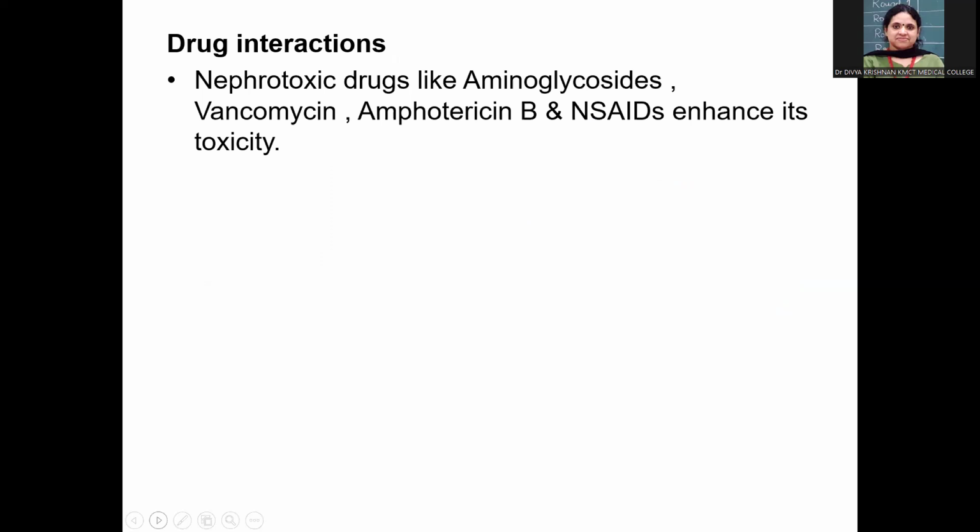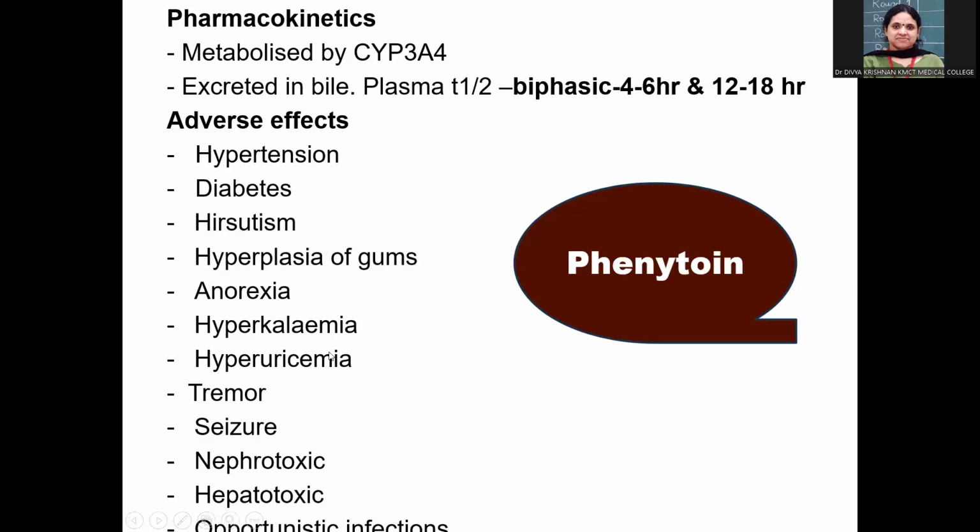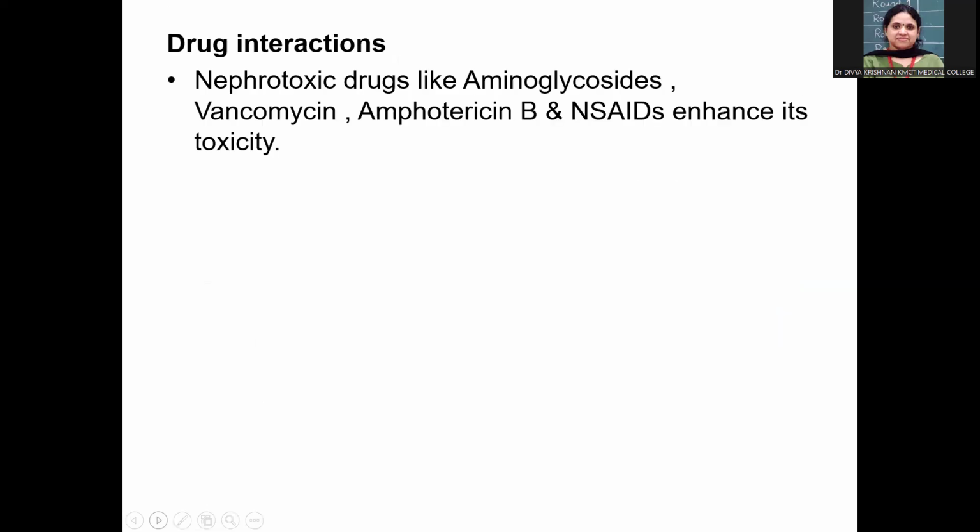Cyclosporin is a nephrotoxic drug. I've already shown you that as the ADR. One of the limiting toxicities of cyclosporin is nephrotoxicity, so always remember that. If you're giving cyclosporin with other nephrotoxic drugs like aminoglycosides, vancomycin, amphotericin B, NSAIDs and so on, it will enhance its toxicity. So the patient will have a double attack of kidney damage if you're giving all the nephrotoxic drugs together.